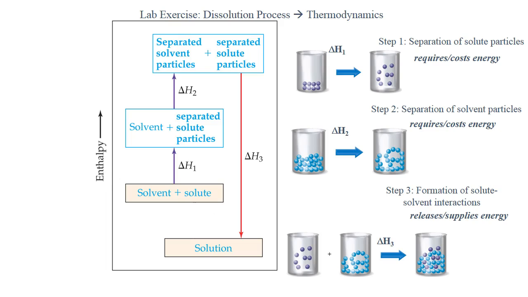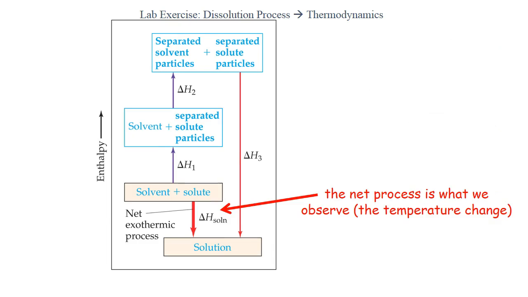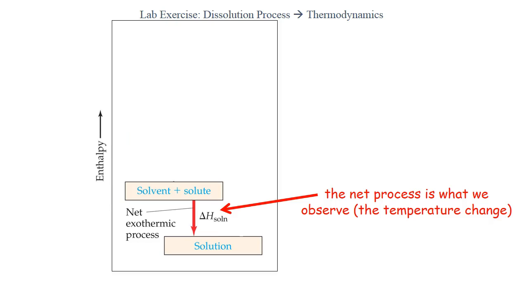And so in this case, when you add up all 3 of these, the overall reaction that you feel with your hand would be shown here. The net reaction in this example is exothermic. And that's what you observe. In this case, if it was an exothermic reaction, the test tube would get hot because the energy that's given off is given off to the surroundings, and you feel that energy given off, that heat. That's the overall that we see.